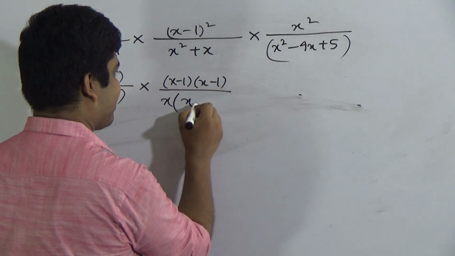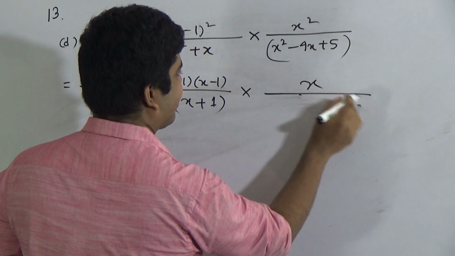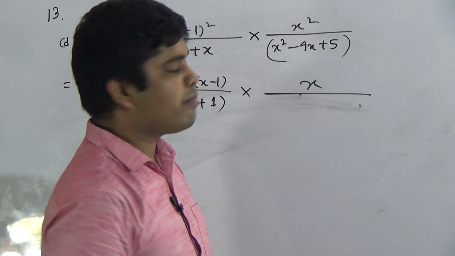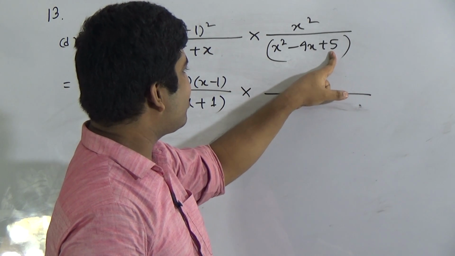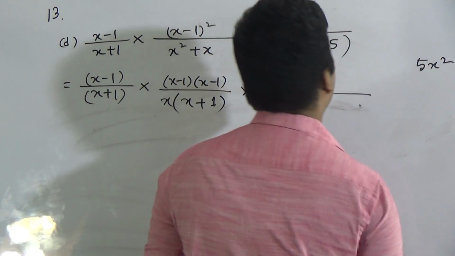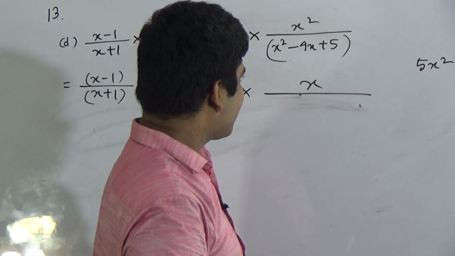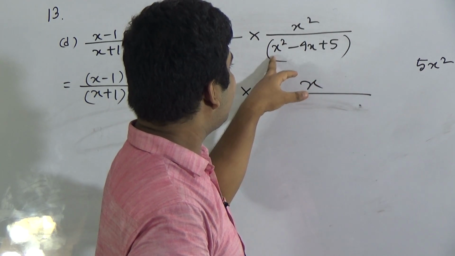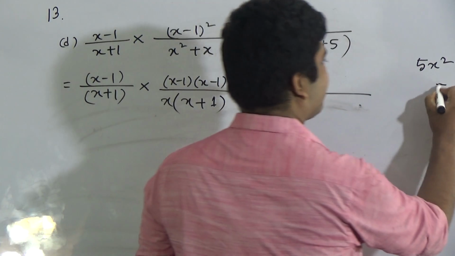If we divide x by x, then we get 1. Okay, multiply by x square. Can we break it by using the middle term method? Here x square and 5x. So if we multiply 5 with x square, then we get 5x square. We break minus 4x in such a way that their addition will be minus 4x and their multiplication will be 5x square. It is not possible, because notice 5 and 1.